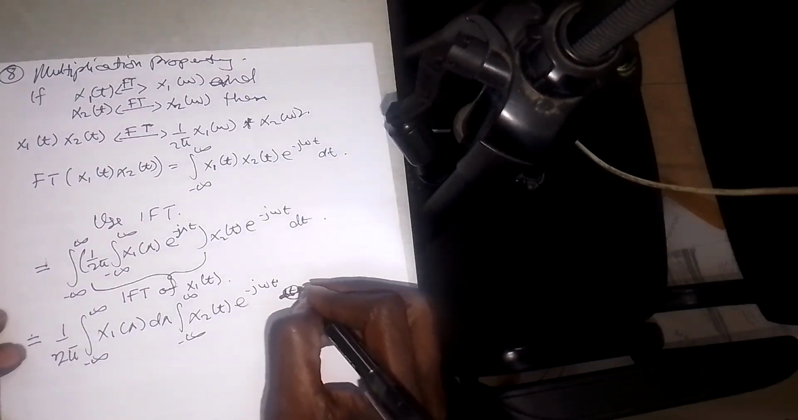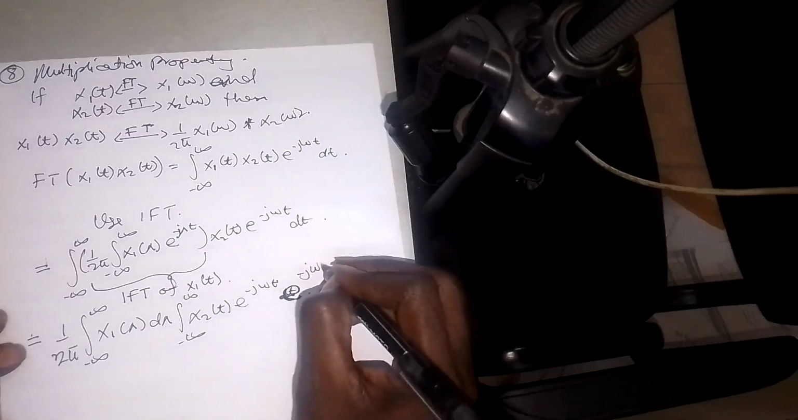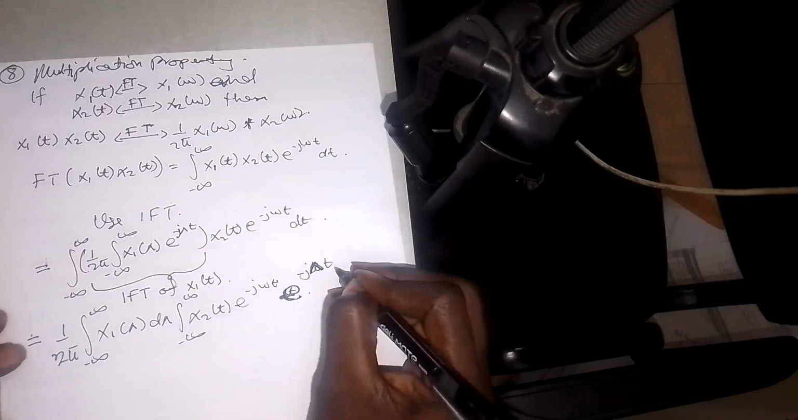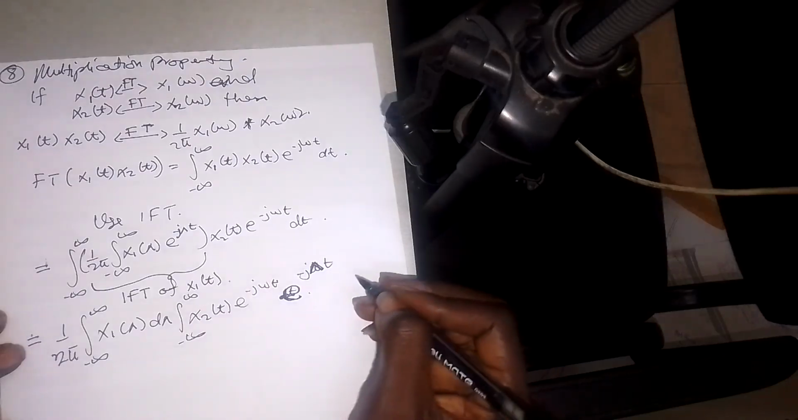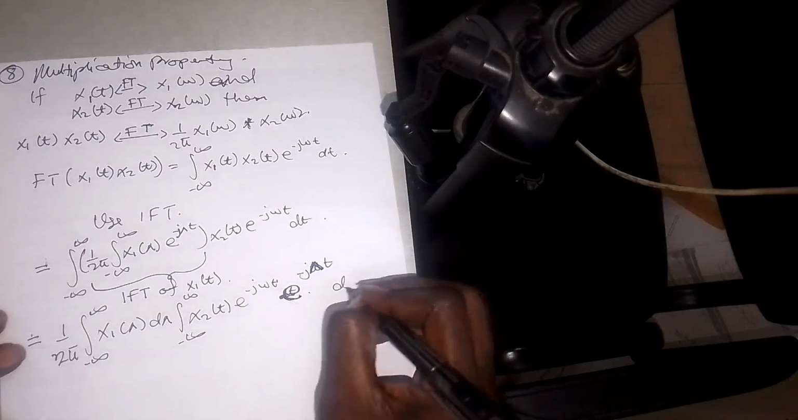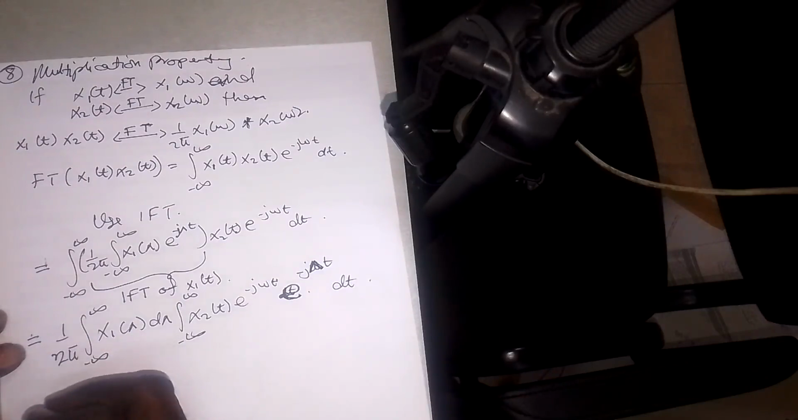So if I have this one here, let me bring it here too. I'm going to have something of this sort: minus j lambda t. That is what I'm going to have over there. Now, because of that, I can write the t.